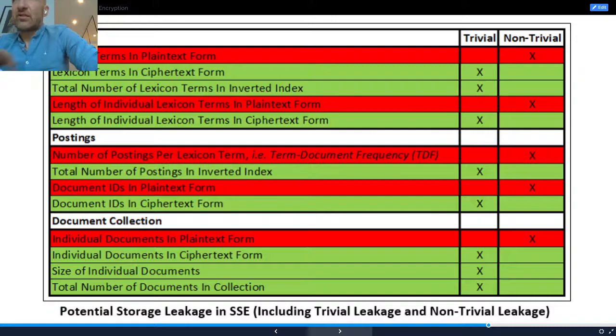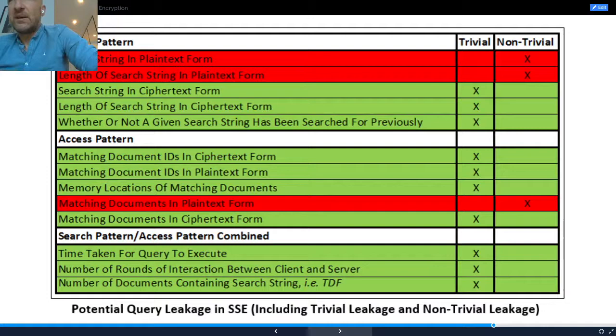Likewise, for the search pattern and the access pattern, we deem things as either trivial or non-trivial. We're worried about a third party trying to snoop on our queries and using inference methods to work out what we are updating, what's being stored, and what we are searching for. So we're trying to provide a complete black box with end-to-end encryption, so that no nefarious third party, man in the middle, cloud provider, or anyone else can see what is occurring.